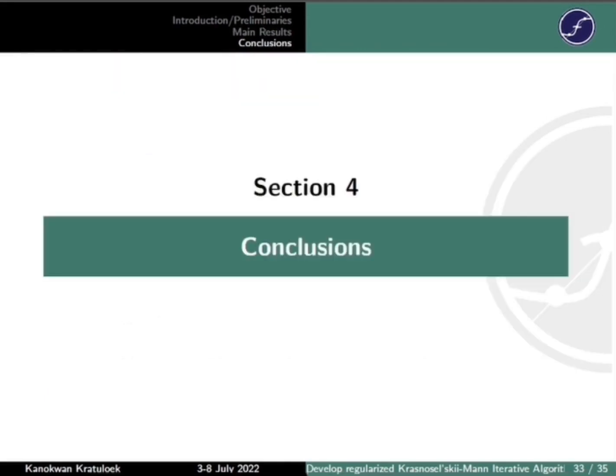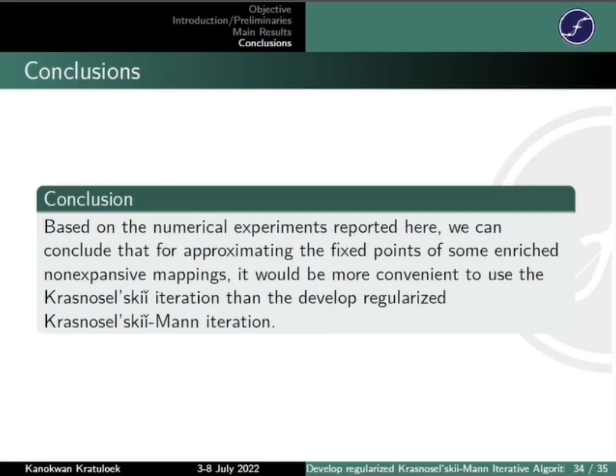In Section 4, conclusion. Based on the numerical experiments reported here, we can conclude that for approximating the fixed point of some Lipschitz non-expansive mappings, it would be more convenient to use the Krasnosel'skii iterations than the developed regularized Krasnosel'skii-Mann iterations.